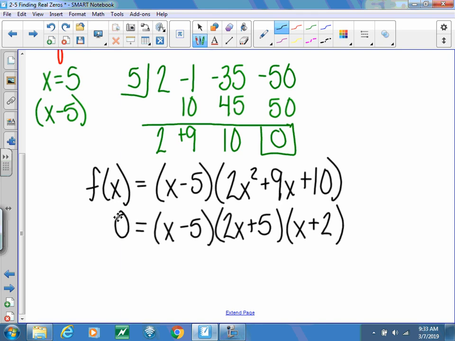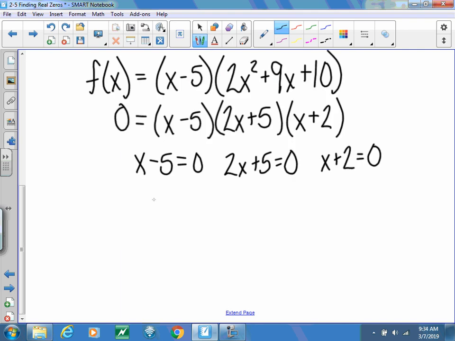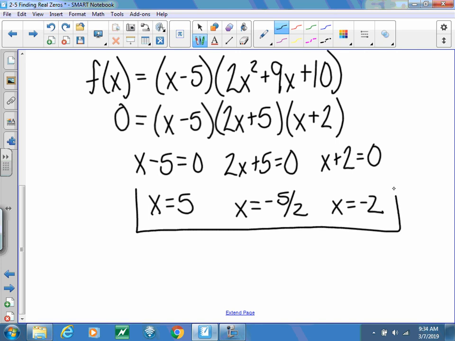So now I'm able to factor this out, and I'm going to set it equal to 0. So each factor is going to equal 0. x minus 5 equals 0, 2x plus 5 equals 0, and x plus 2 is equal to 0. This tells me that x is going to equal positive 5. Here I subtract 5, divide by 2, so negative 5 halves, and x equals negative 2. So I have my 3 solutions. They're all real solutions as well.